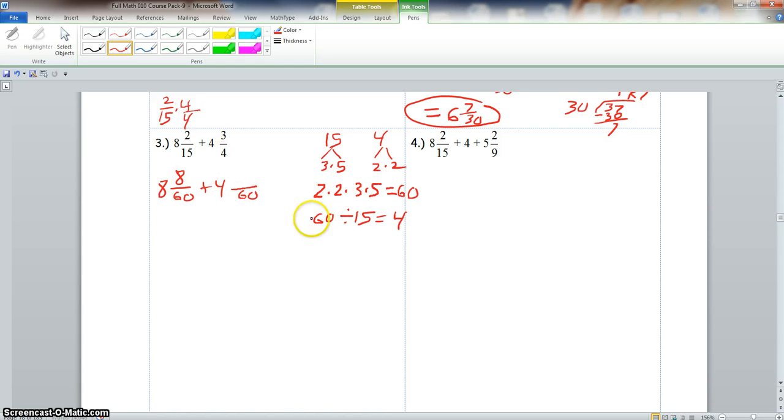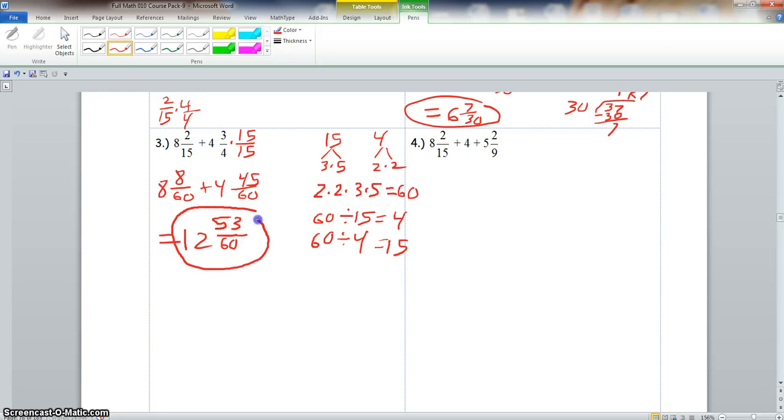Now, we take the new denominator divided by the original. 60 divided by 4 is 15. So we can multiply this 3/4 by 15 over 15. 4 times 15 is 60. 3 times 15 is 45. Now, we add the integers. 8 plus 4 is 12. Our denominator of the fraction stays the same. And 8 plus 45 is actually 53. So our final answer here is 12 and 53/60.